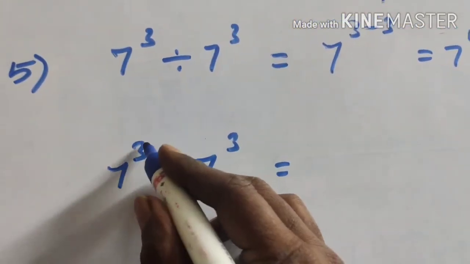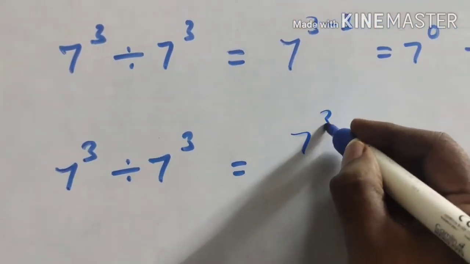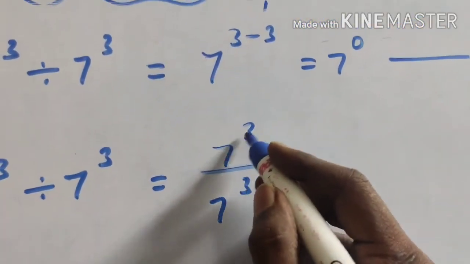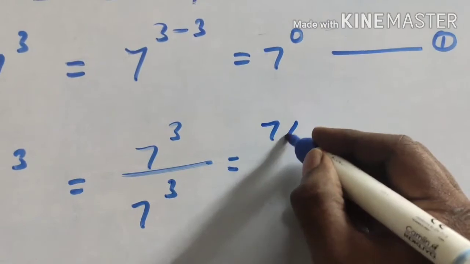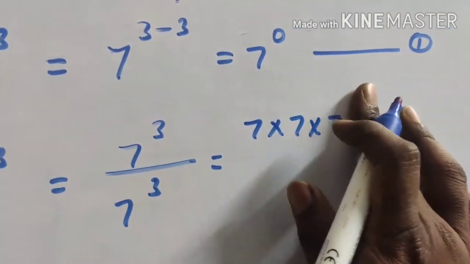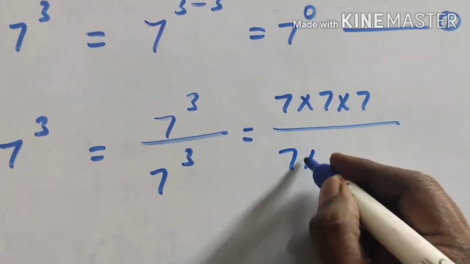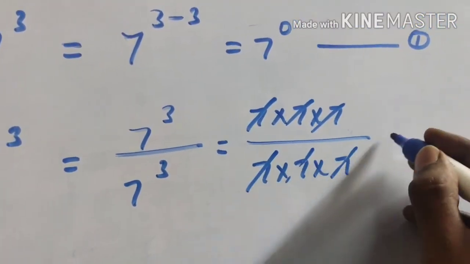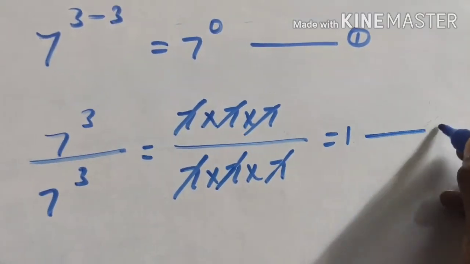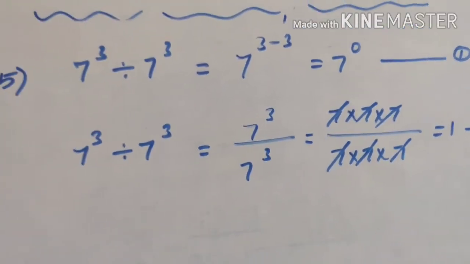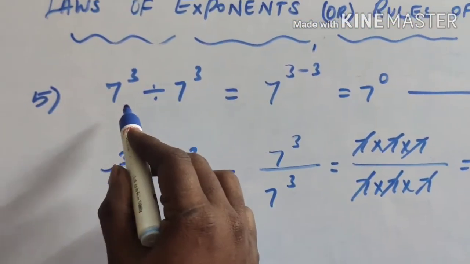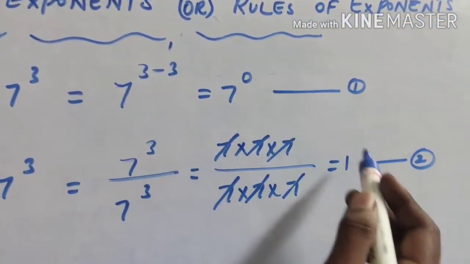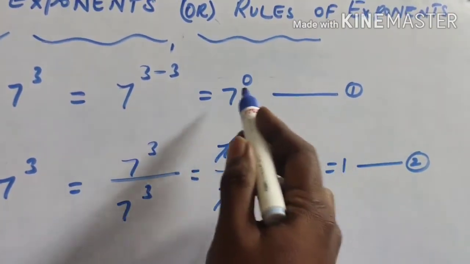Now 7 power 3 divided by 7 power 3 can be written like this, 7 power 3 divided by 7 power 3, which is equal to, now just expand, (7 into 7 into 7) divided by (7 into 7 into 7). Now if you cancel, you will get just 1, isn't it? And keep this as 2. Now if you see, the question is the same, but the answers we are getting are different. That means the answers are also the same.